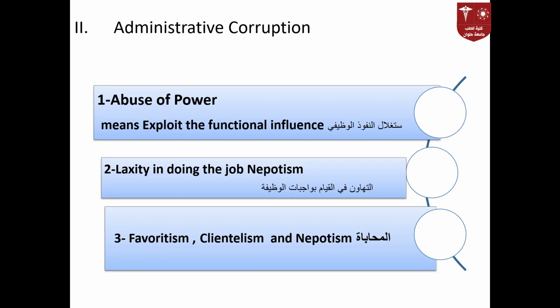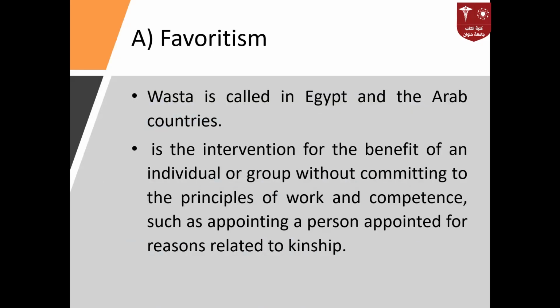Second, administrative corruption. 1, abusive power, means exploiting the functional influence. 2, laxity in doing the job. 3, favoritism and clientelism and nepotism. Favoritism is called wasta in Egypt and Arab countries.